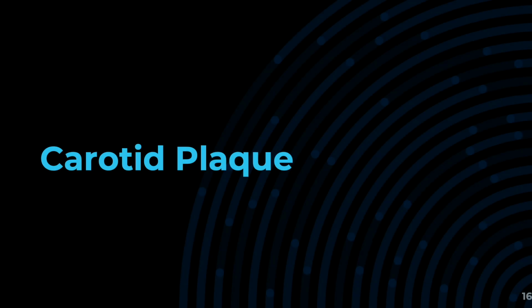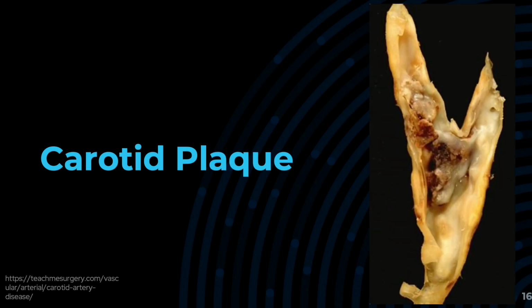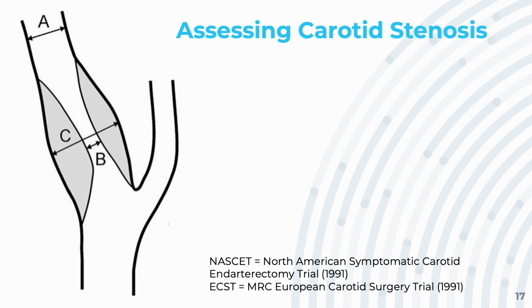So now let's discuss carotid plaque. And I think we can all appreciate that carotid plaque can be complex and that there may be more to the story than just carotid stenosis alone. As a reminder, how do we assess carotid stenosis? Well, the most common criteria is using the NASCET protocol.